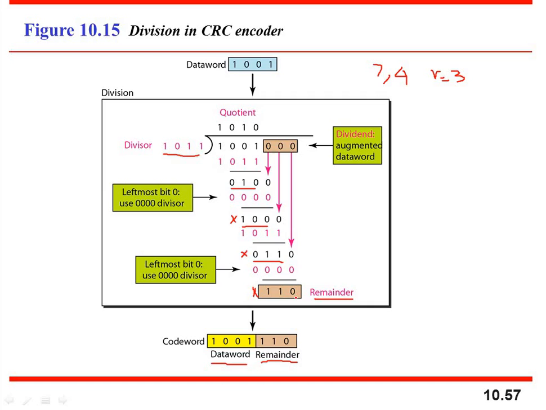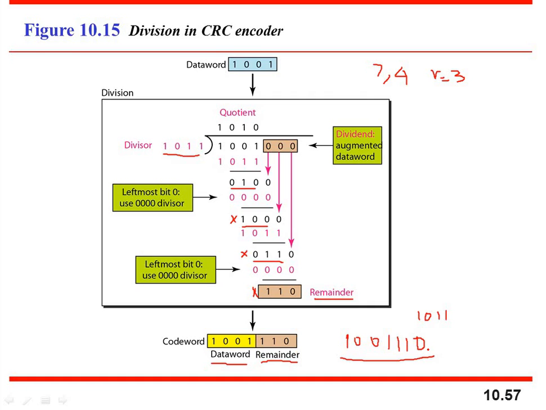So this 110 will be added to this one, and this is how a code word is generated for 1001 with a divisor 1011, which is a common key. 1011 is a common key, and the remainder is 110. So with this key, the code word generated is 1001110. This is the code word generated. Okay, this is how the encoder part actually happens.